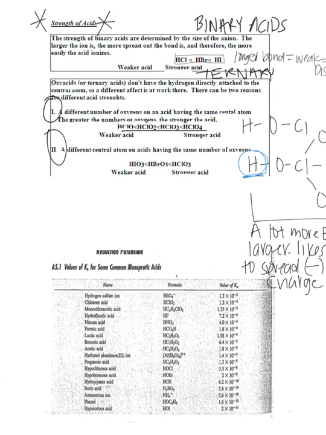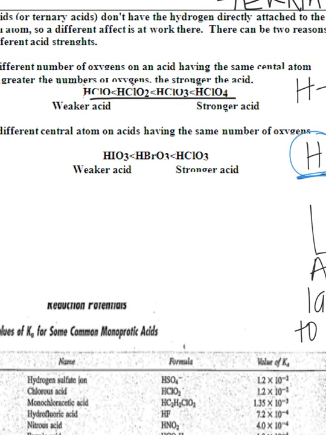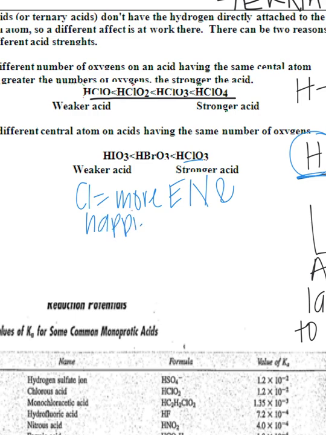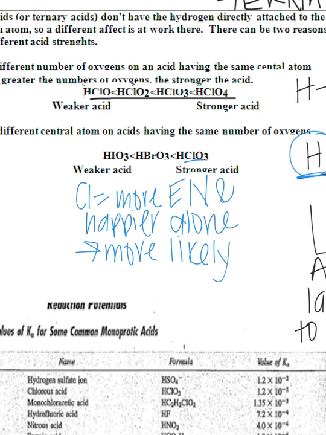Okay, let's look at the other rule. It says a different central atom on acids having the same number of oxygens. So here I've got HIO3, HBrO3, and HClO3. The reason chlorine this time with these 3 oxygens is stronger is because chlorine is more electronegative than the rest, and it's happier alone. It doesn't even want to have that hydrogen, so it's more willing to kick it off. So it's the opposite of binary acids.